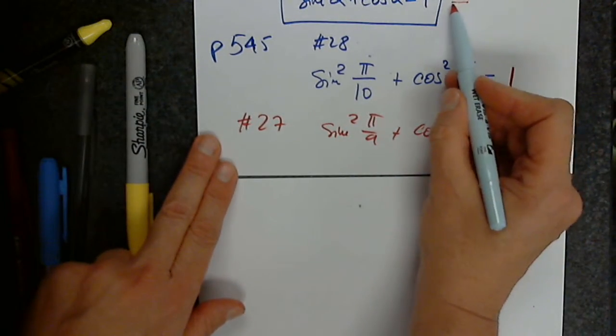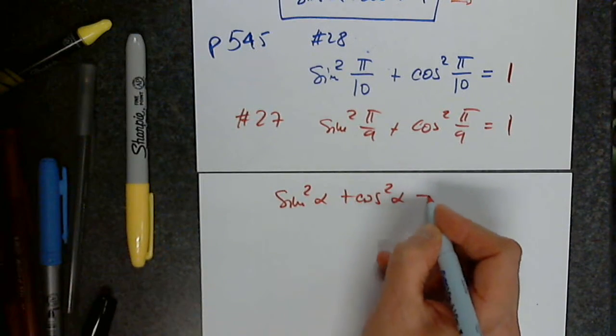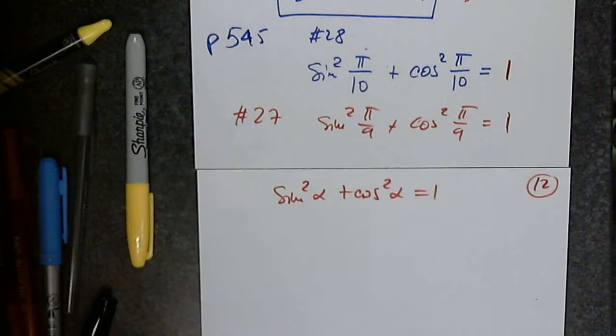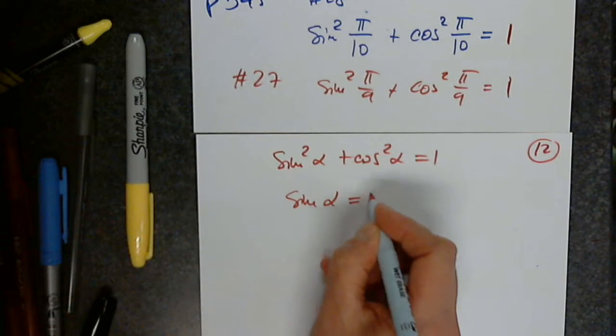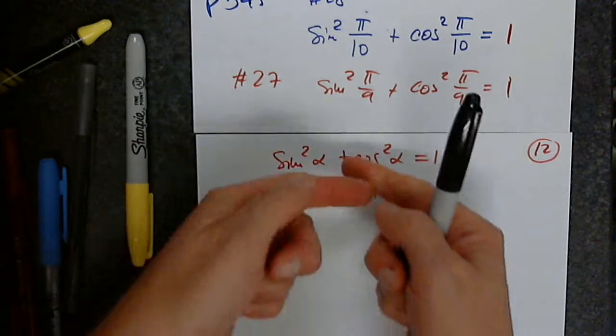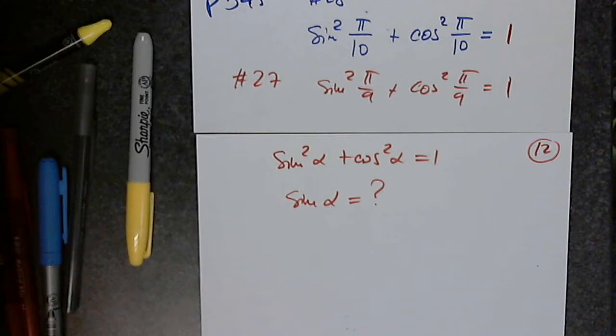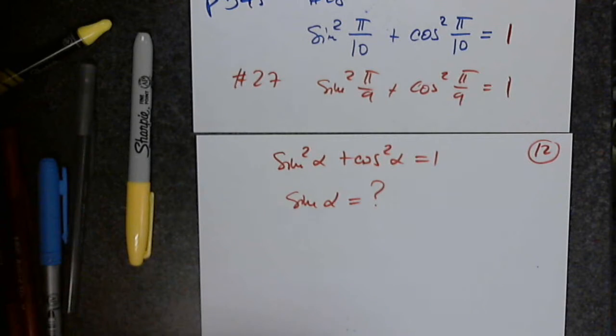From this relationship, I'm going to copy it again. Sine squared alpha plus cosine squared alpha equals 1. Let's suppose I want to solve for sine alpha. I'm asked to find how much is sine alpha from this equation. What should I do first? What would you do first if you were asked to solve this equation for sine alpha? First step.